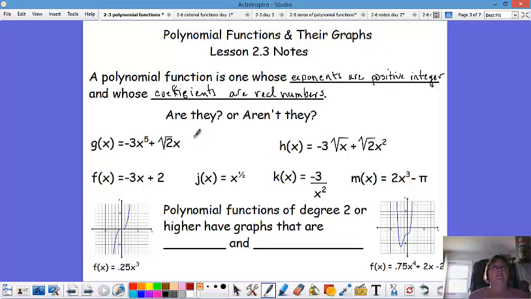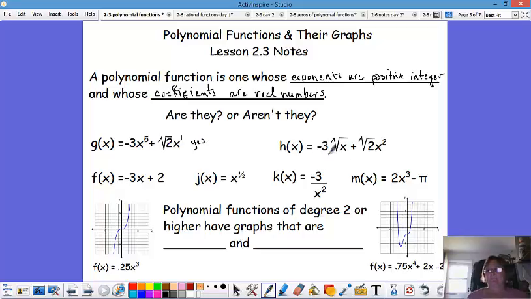And I would ask you to take a look at g of x here. We have -3x to the 5th plus the square root of 2 times x. I want to just remind you that the exponent on x is 1 here, so we do fit the positive integers for exponents. Are our coefficients -3 and square root of 2 real numbers? Yep, both are. This is irrational, but that's still real, so this is a polynomial.